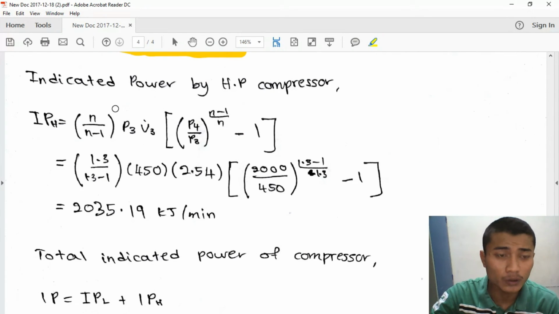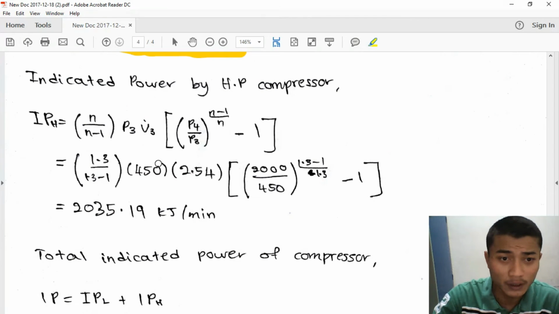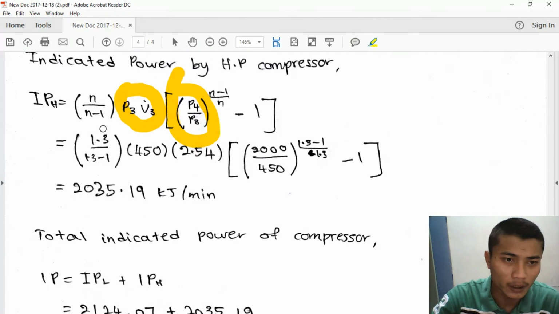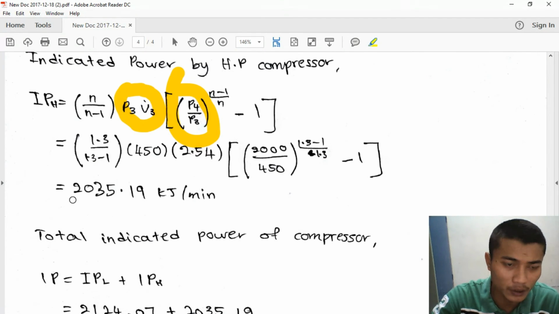After that, to find the indicated power of the HP compressor, we use the same formula, just changing the pressure and volume. Using this formula, we get the indicated power of the HP compressor, which is 2035.19 kilojoules per minute.